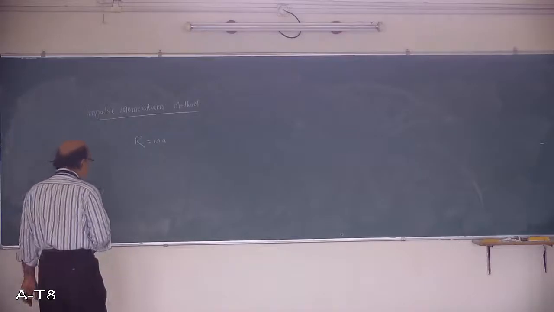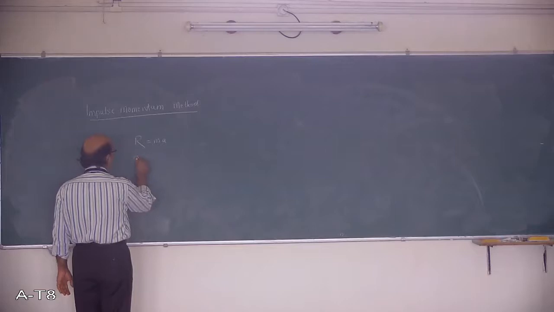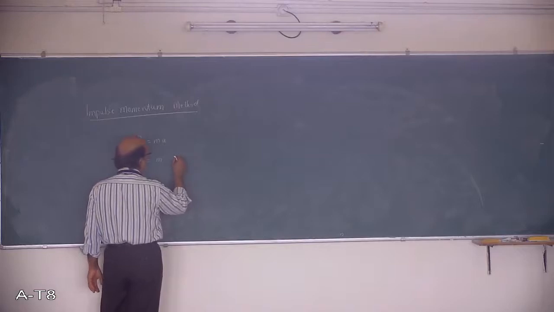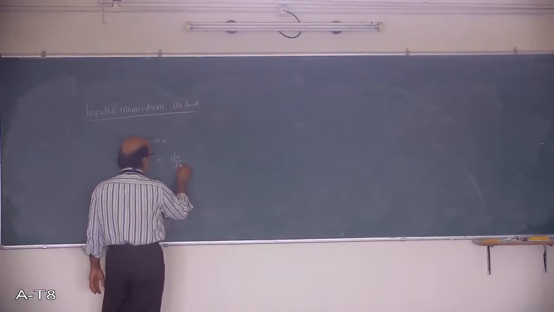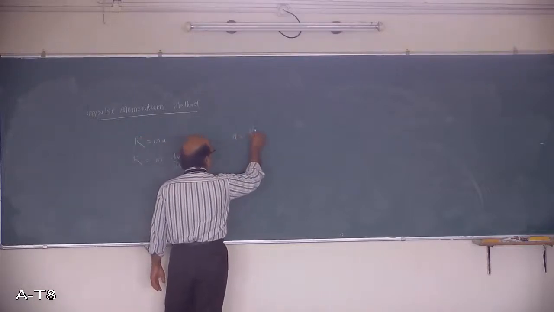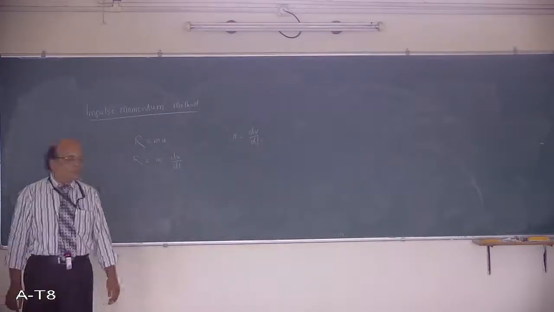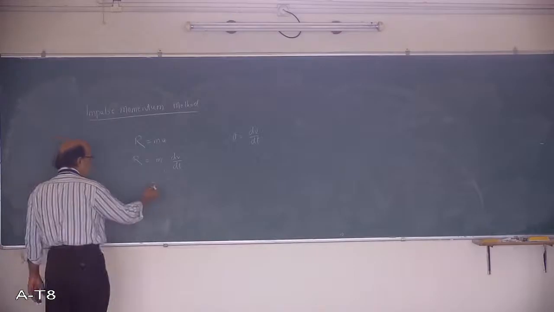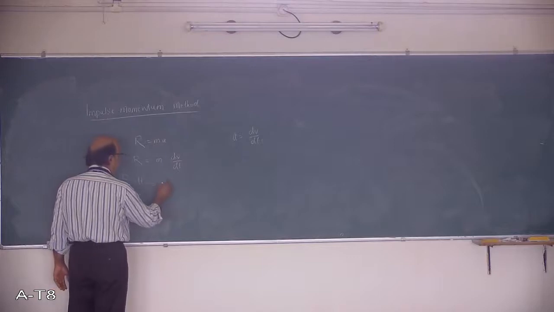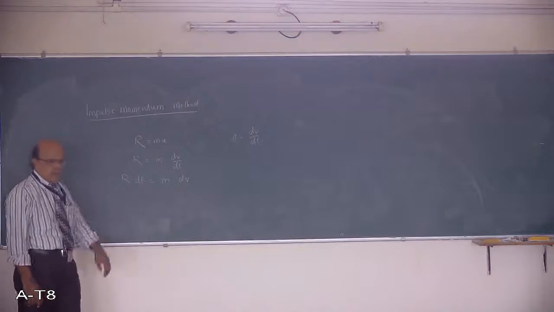Now in this equation, R equal to ma, m is mass and a is acceleration. Instead of acceleration, I will substitute dv by dt, the rate of change of velocity. Acceleration is nothing but the rate of change of velocity. So I will slightly modify this. Bring this dt to this side: R into dt is equal to mass into dv. We got an equation for this.